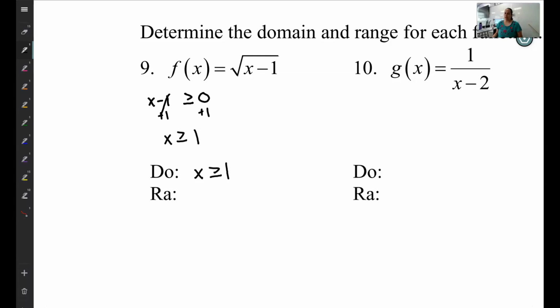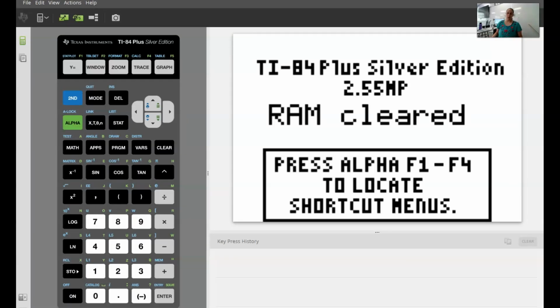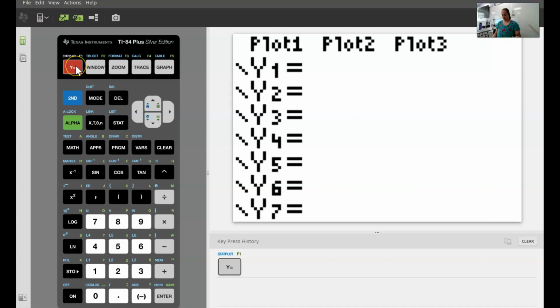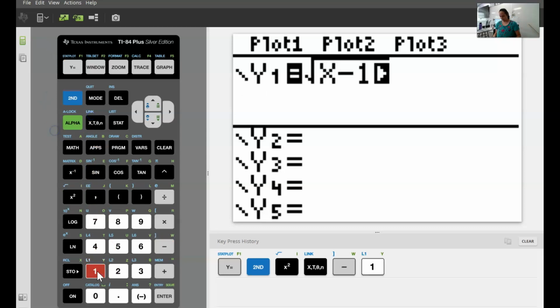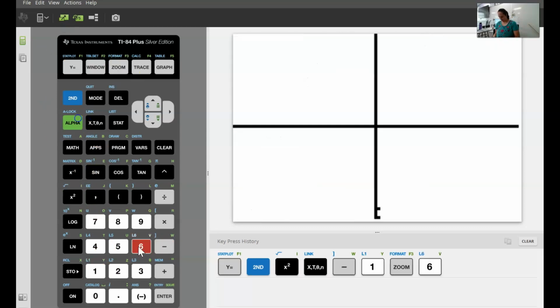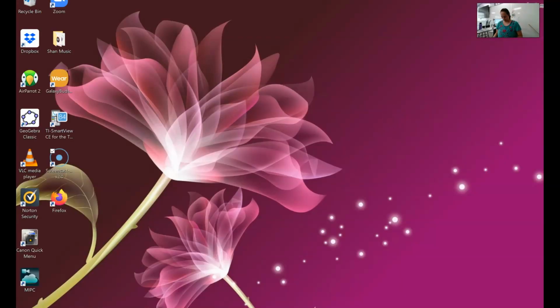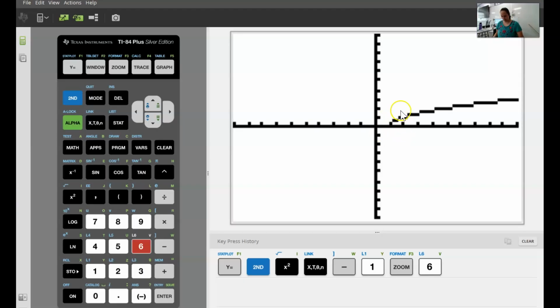Now, range is a little trickier. Honestly, the easiest way to do range is by graphing. So we're going to do that one this way. Go to our graphing calculator, y equals, type it in. I've got square root of x minus 1. And graph. There we go. Now if we look at this, where'd it go? There it is. Right here, that's our point.